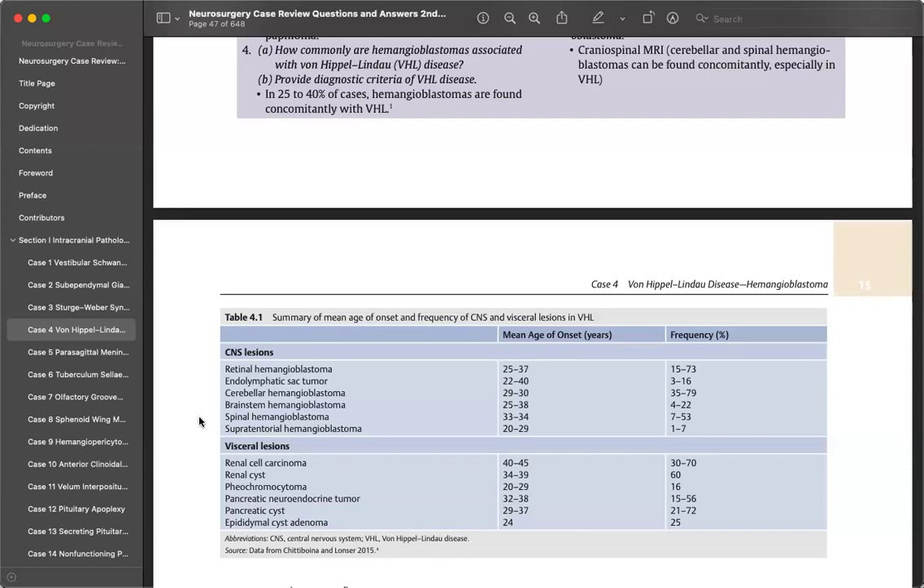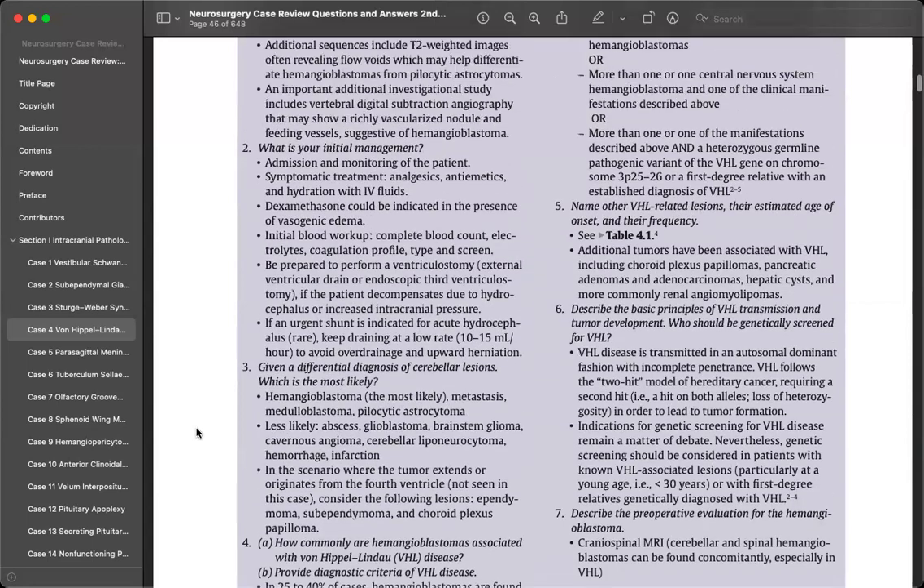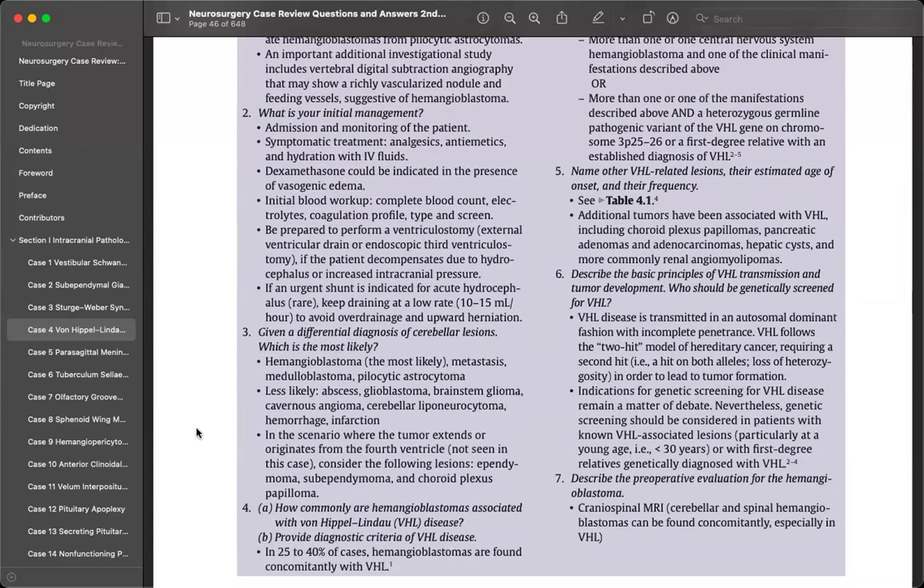Okay, so these are the visceral lesions. So I think we just proceed. The next thing is: describe some tumors. They mentioned here also that additional tumors have been associated with VHL, including choroid plexus papillomas, pancreatic adenomas and adenocarcinomas, hepatic cysts, and, more commonly, renal angiomyolipomas. They are also seen in VHL patients.